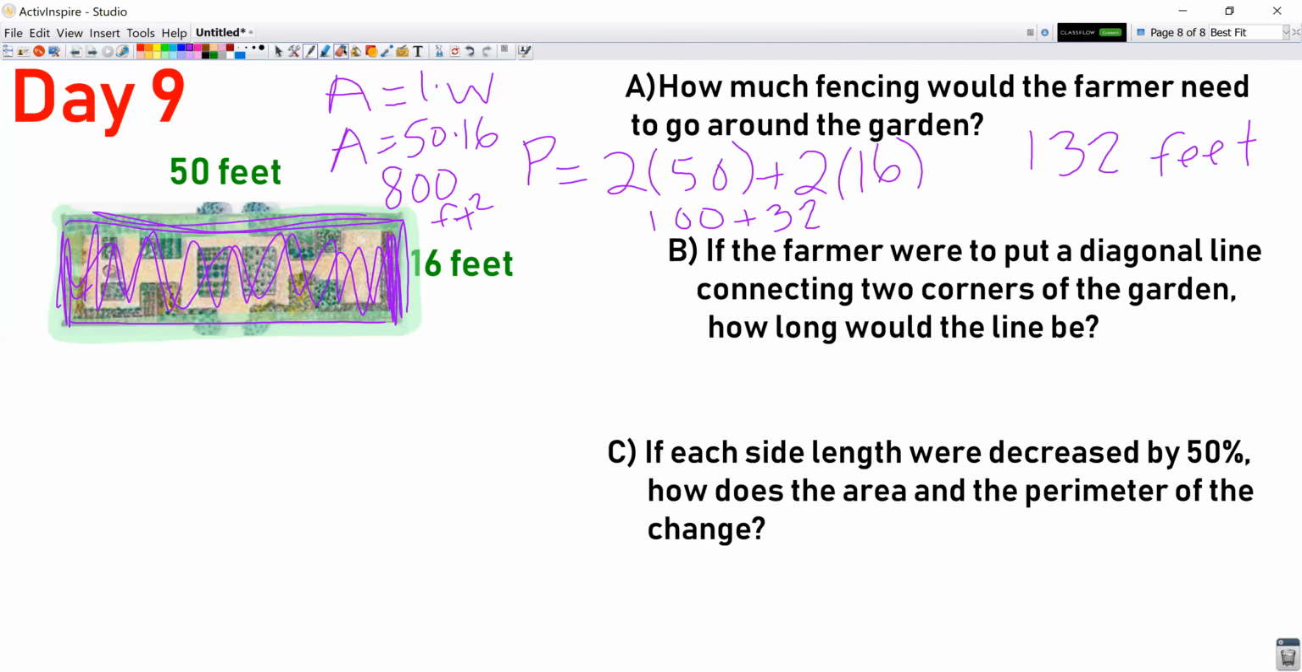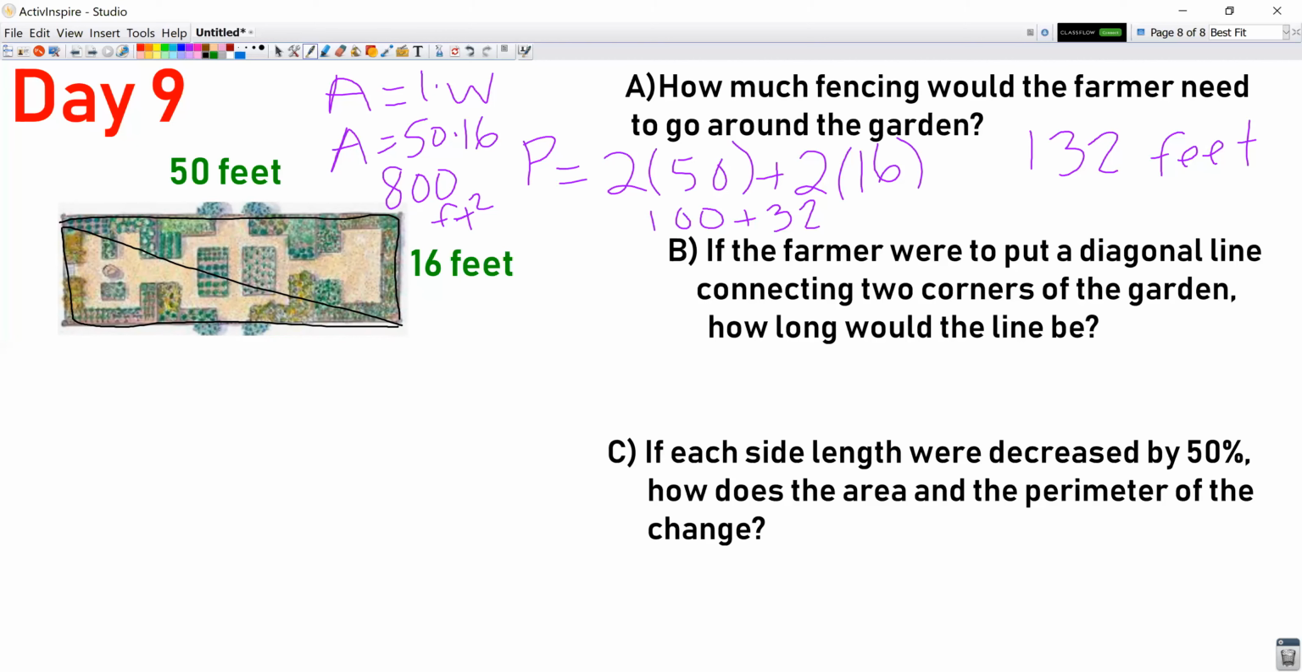Let's go to letter B. It's asking if the farmer were to put a diagonal line connecting two corners of the garden, how long would the line be? So let's look at that. So maybe the gardener wants to put lights from one side to the other side. And if you look closely, I know I didn't draw very well, but it creates two equal right triangles.